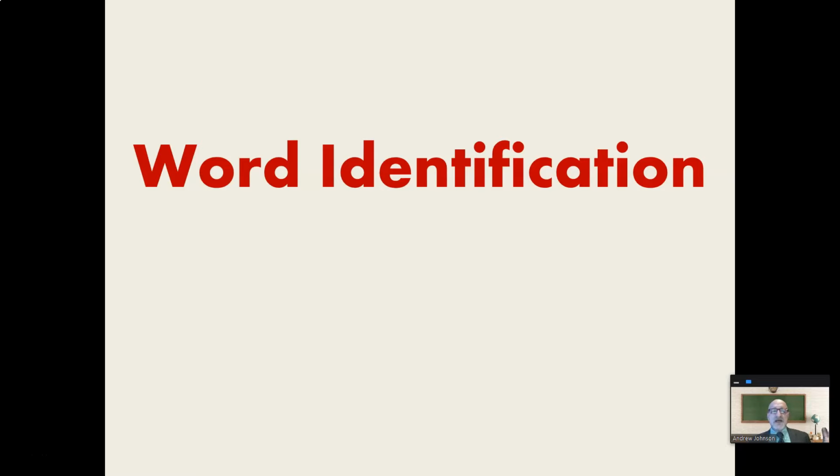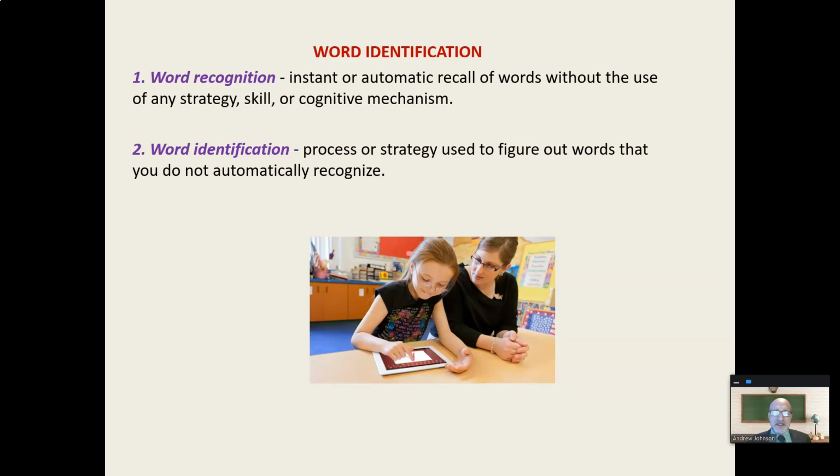Now, word identification. This is another application of Vygotsky's sociocultural theory. It's important to know the difference. Word recognition is when you instantly see a word and you know what it is. Without thinking, you see it and you automatically know, oh, that word is recognition. I know that. I don't have to sound it out. Or automatic. I know what it is. I recognize it.